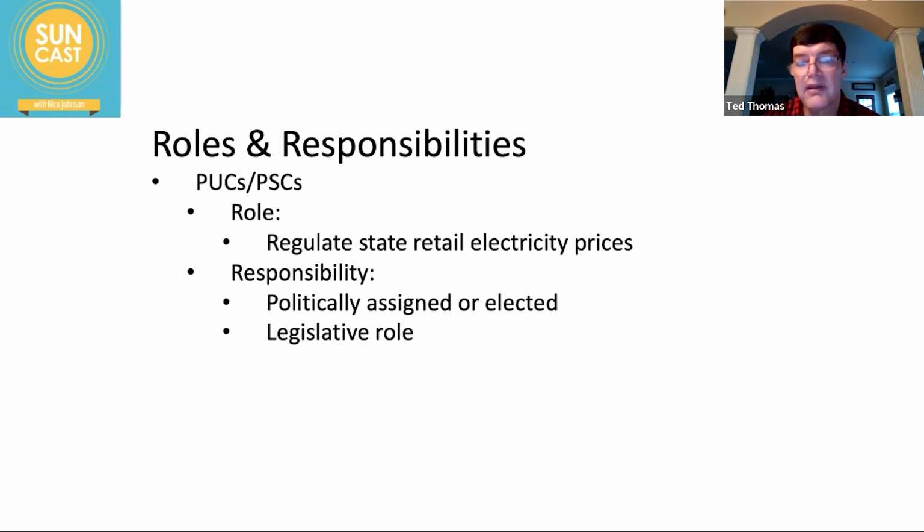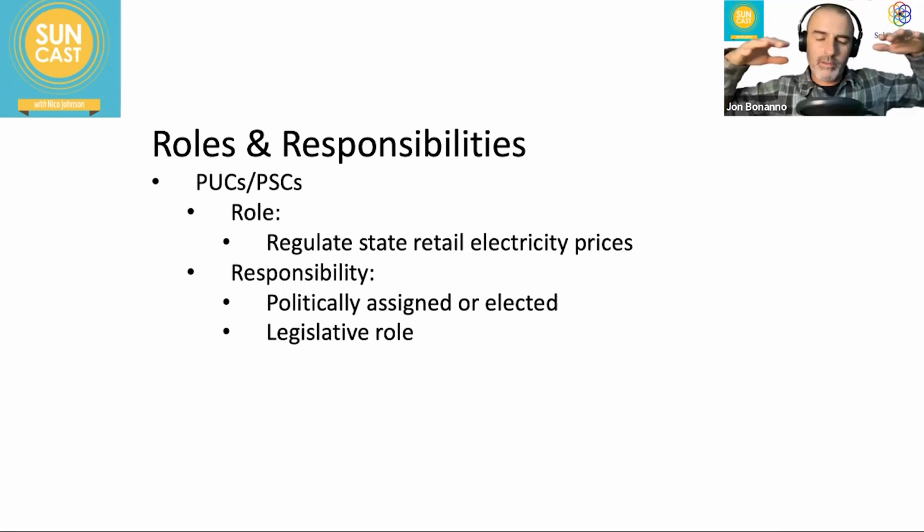Now, the commissioners themselves are appointed typically by the governor or the municipality, like the city council, or the co-ops elect their board. There's a governance structure for all of it. On the PSC side, they're elected or they're appointed. Most are appointed. And all of this authority is a legislative responsibility.